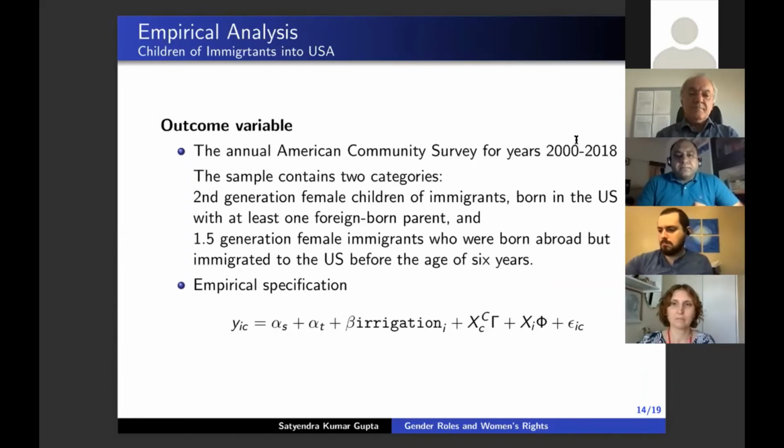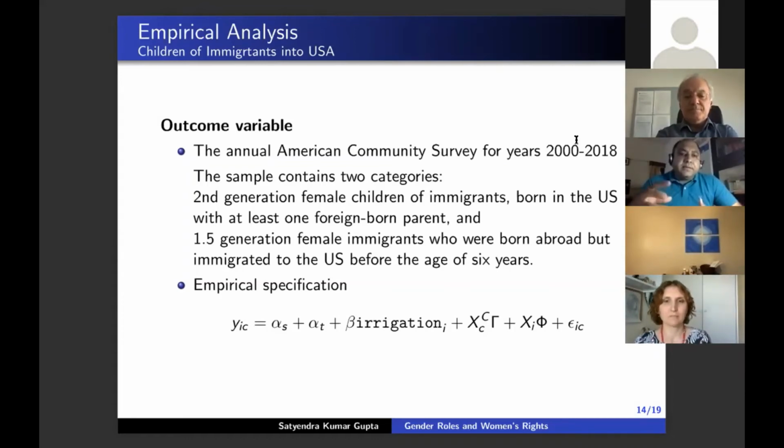And we have looked at a sample from India as well, which is basically a DHS survey, and our results are still the same: whichever sample we have used, irrigation potential is negatively associated with paid work or work outside the family. Then we have identified multiple mechanisms in this paper. One of them is warfare.